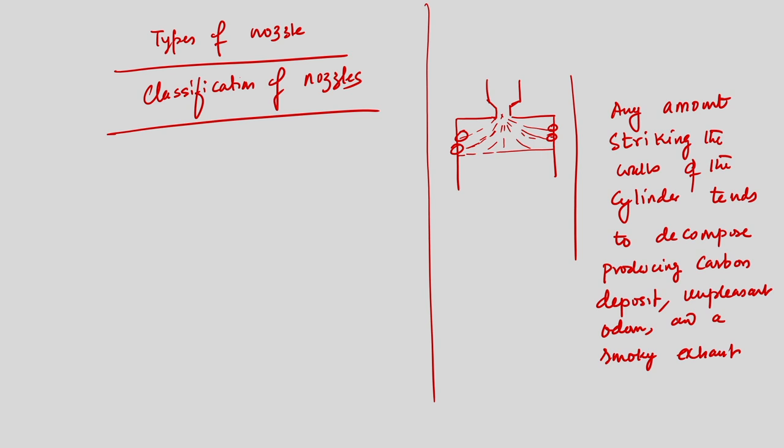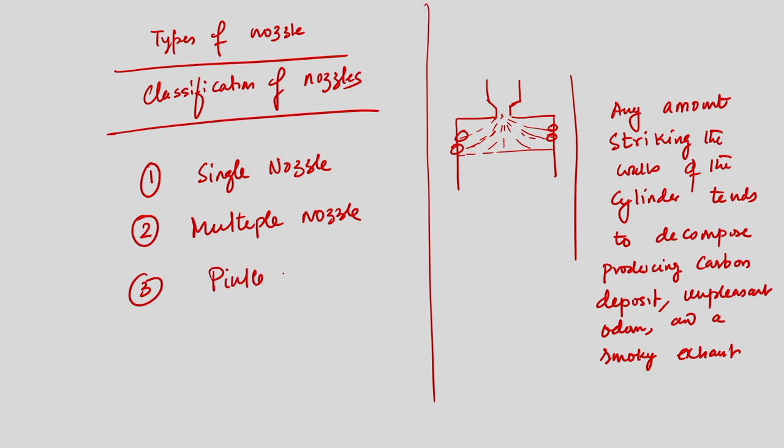Now we should know the different types of nozzles used for the CI engine injection system. Number one is the single nozzle. Number two is the multiple nozzle. Number three is the pintle nozzle. Single nozzle means single orifice nozzle, and multiple nozzle means multiple orifice nozzle. Quickly we will see the basic difference between these three nozzles. These are the different types of nozzles used for the CI engine injection system.